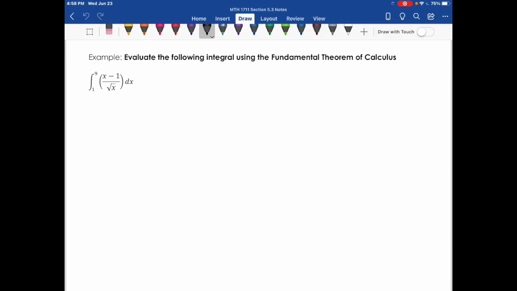For this example, we're going to do the same thing. We're going to use the fundamental theorem of calculus to evaluate this interval. We do have to simplify a little bit before we actually integrate, though. It will make it a lot easier. So we have the integral from 1 to 9 of x minus 1 over the square root of x dx. First, what I'm going to do is I'm going to rewrite the square root of x as x to the 1/2.